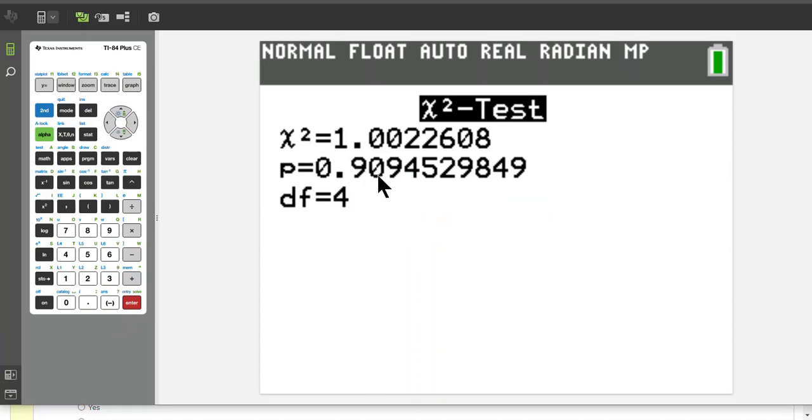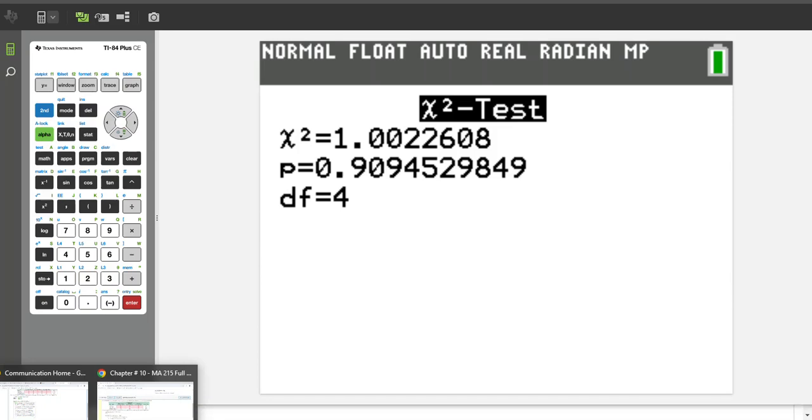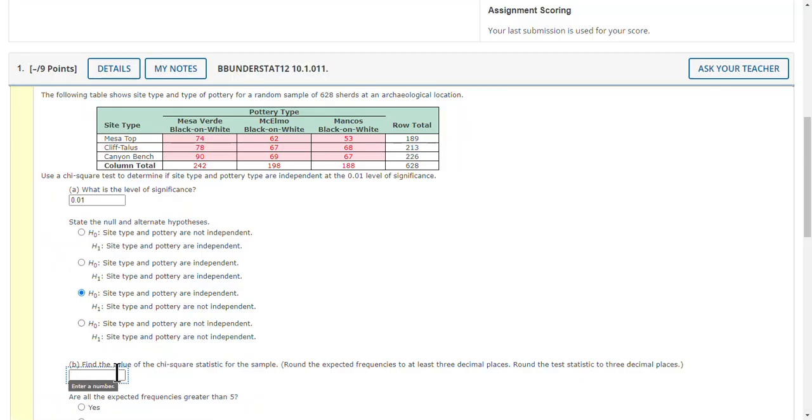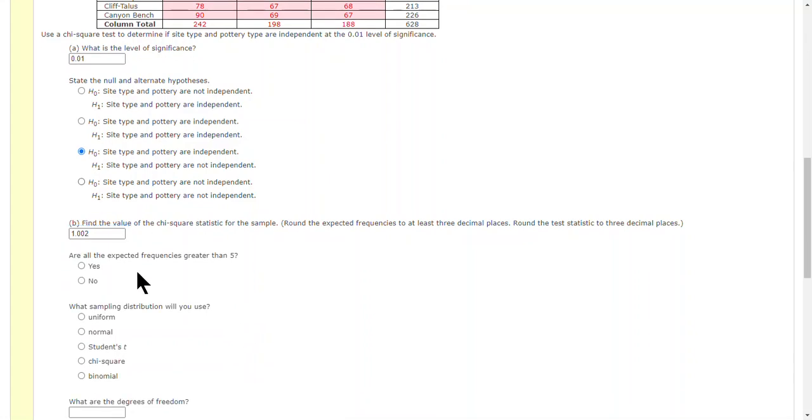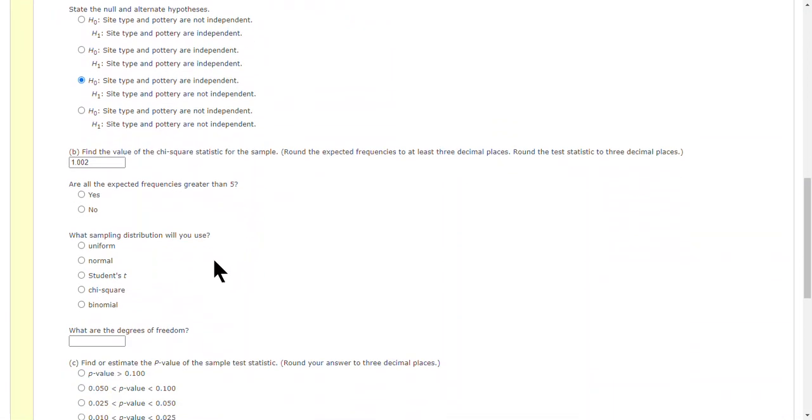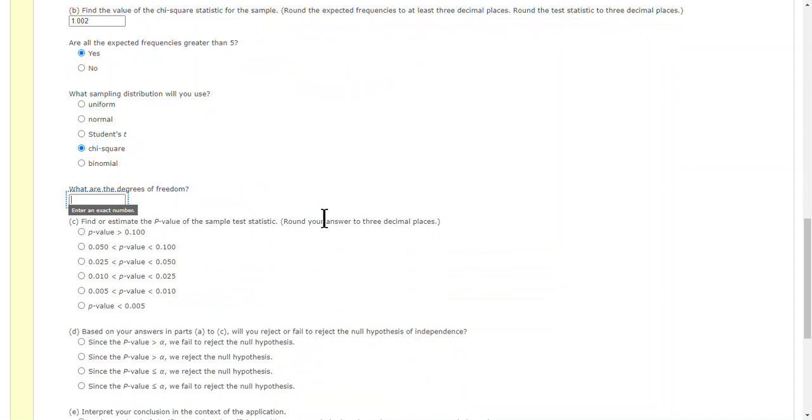what my p-value is. So for my chi-squared value, I have 1.0022, and it wants me to round to 3 decimal places, I think. Put in 1.002, right? That's 3 decimal places. And then it asks me, are all the expected frequencies greater than 5? Well, they are, right? Yes. What is the sampling distribution we'll use? Well, we're using the chi-squared test. And then what are the degrees of freedom?